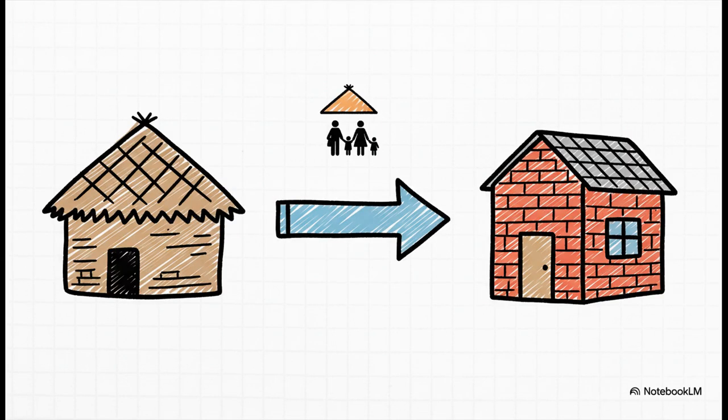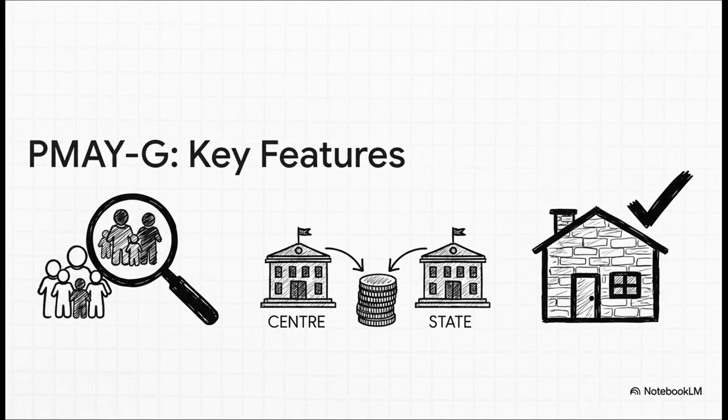And our third key scheme is PMAY Grameen. The objective is simple, but it's incredibly powerful: housing for all in the countryside. The scheme gives families money to help them build a proper, permanent or pucca house. Now, here's a classic exam-style detail you need to know. How do they pick who gets the house?